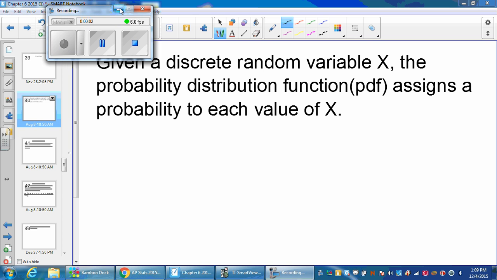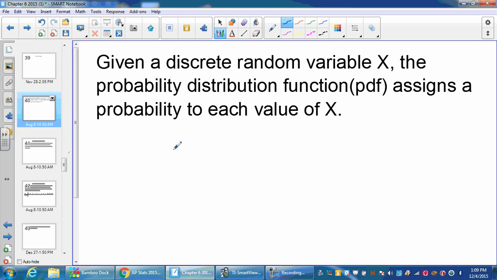Hello. Now we're going to do a little bit more on the calculator than we did in the previous video. Here we say, given a discrete random variable x, the probability distribution function, and from now on we're going to call that PDF, assigns a probability to each value of x. We'll see what that means.